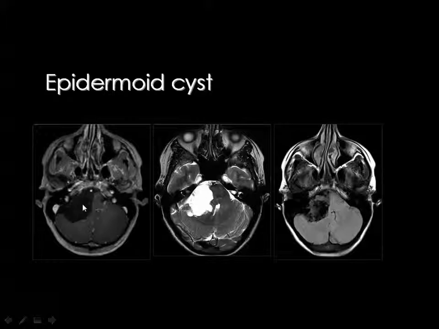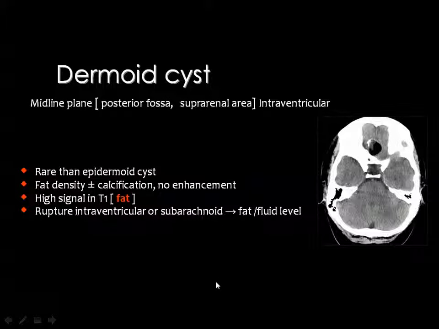In the T1 weighted image, post contrast, you can see no enhancement. In the T2 weighted image and in the FLAIR image, it shows heterogeneous intermediate signal, which is not similar to that of the CSF. Then we came to the third lesion, which is the dermoid.